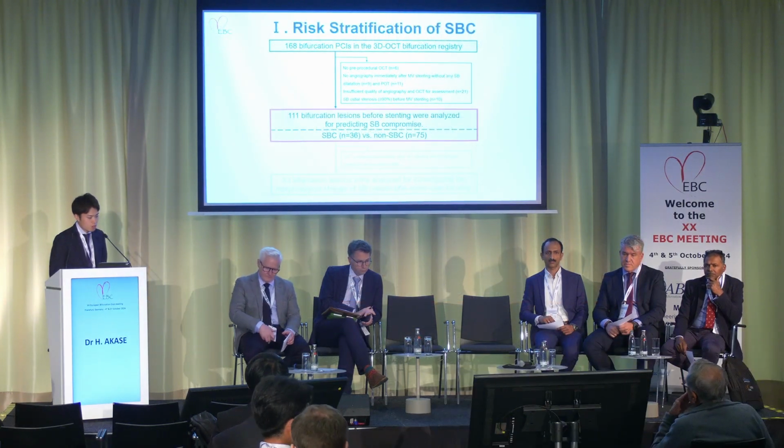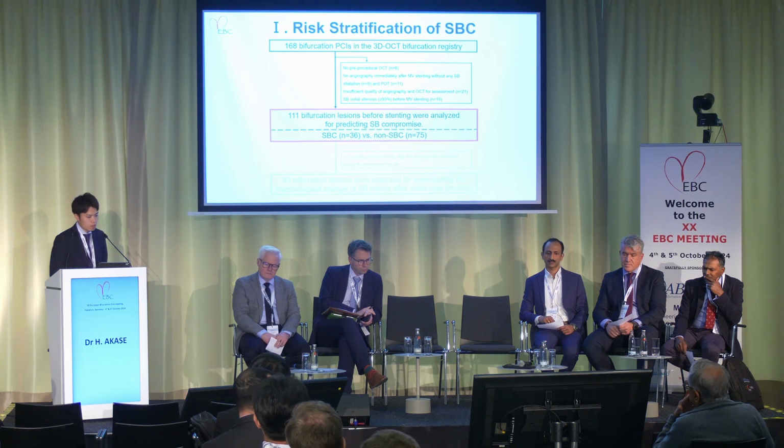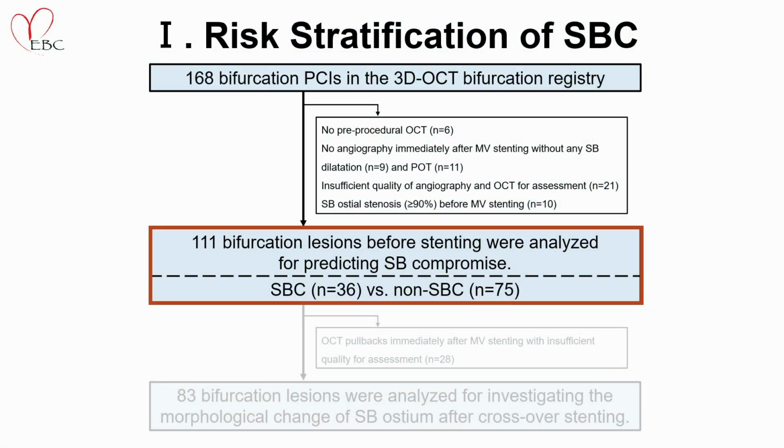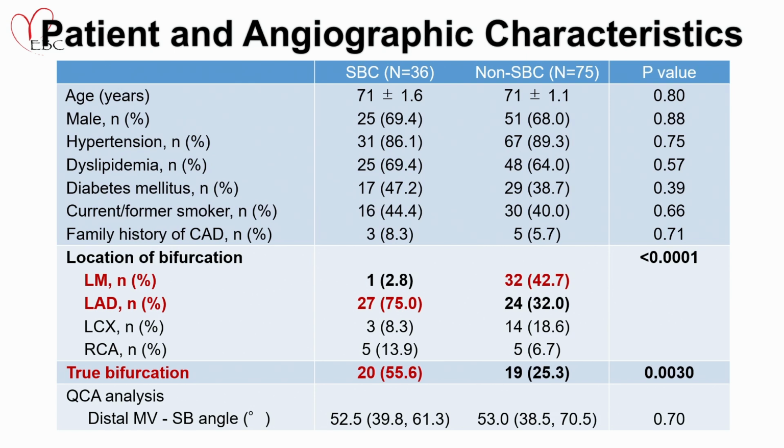First, we focused on developing risk stratification of side branch compromise. Among the 168 bifurcation regions, 111 bifurcation regions were analyzed. We categorized the regions in two groups, those with side branch compromise and those without, and compared each parameter between the groups. In patient characteristics, there were no significant differences between the groups.